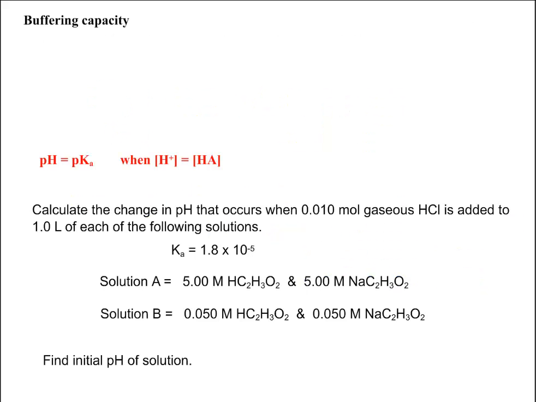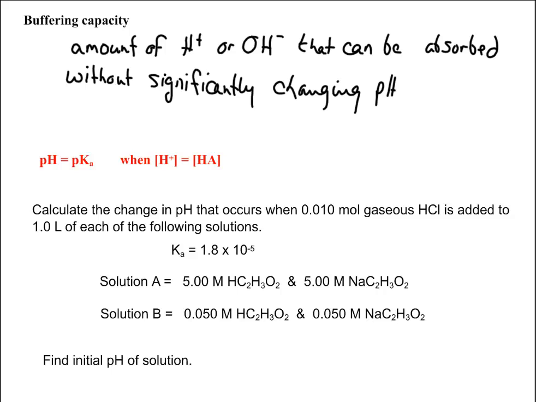Buffering capacity. If we continue talking about buffers, buffering capacity pretty much is what you might think. It is the amount of hydrogen ion or the amount of hydroxide ion that the buffer can absorb without significantly changing the pH. Buffering capacity is determined by the concentration of the acid and of the anion. It really doesn't have much to do with the pH or the Ka.